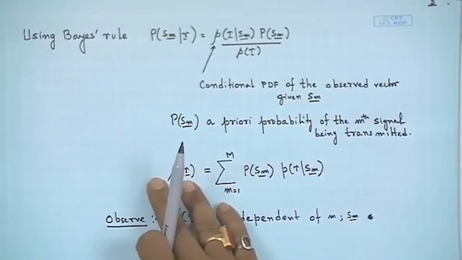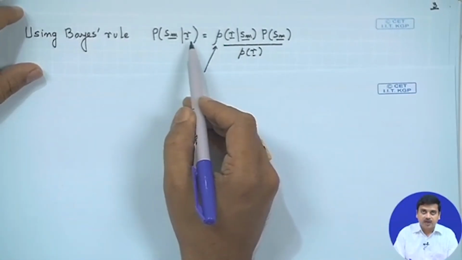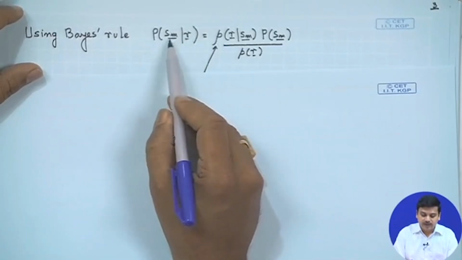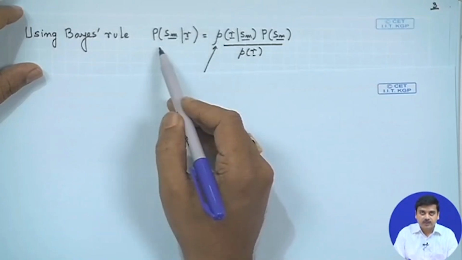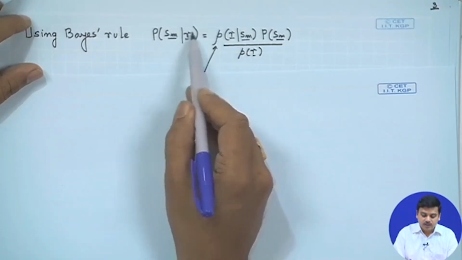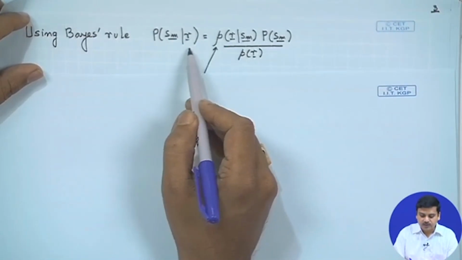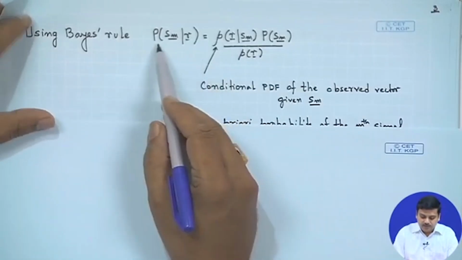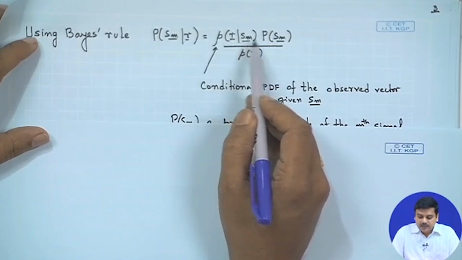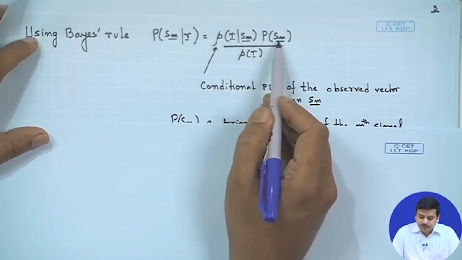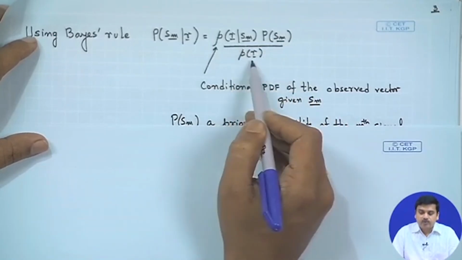So, we use the Bayes rule. We have on the left hand side P(Sm given R), because R is observed. So, we have to find the probability for all possible Sm and then choose the best of it. To evaluate this, we expand this expression using Bayes rule, where the probability of Sm given R can be expanded as the probability of R given Sm multiplied by the probability of Sm. So, this gives the joint probability of R and Sm upon probability of R.